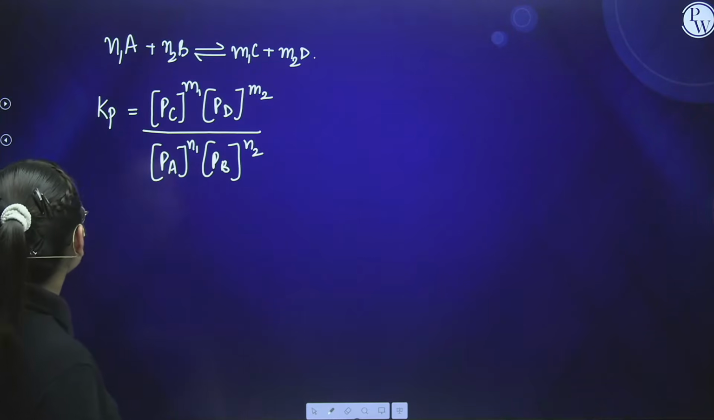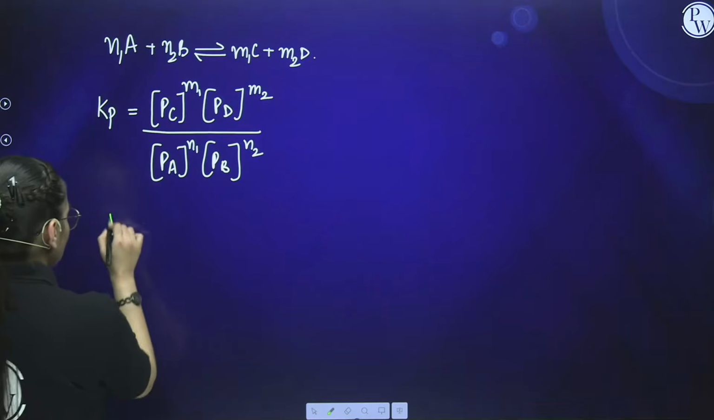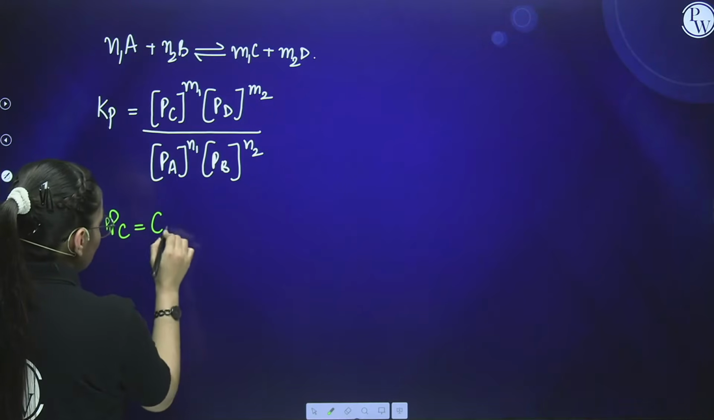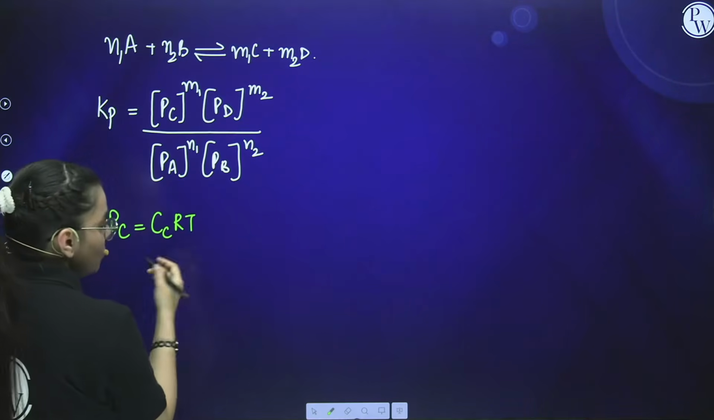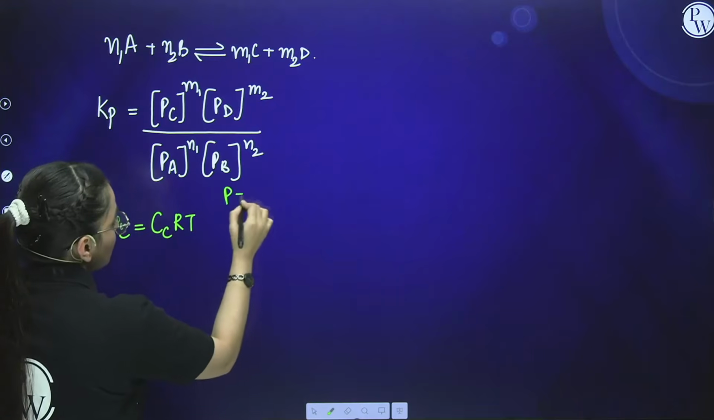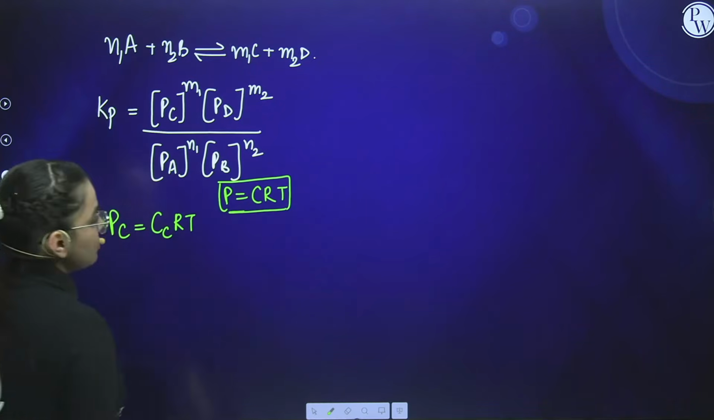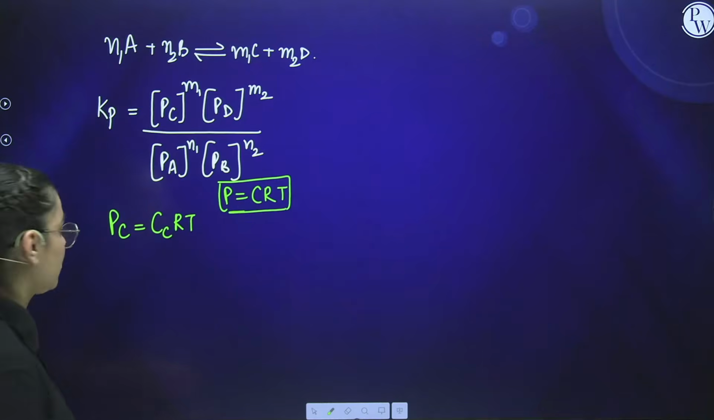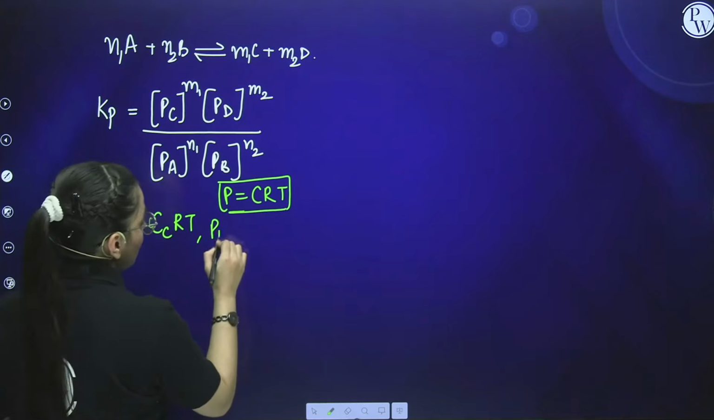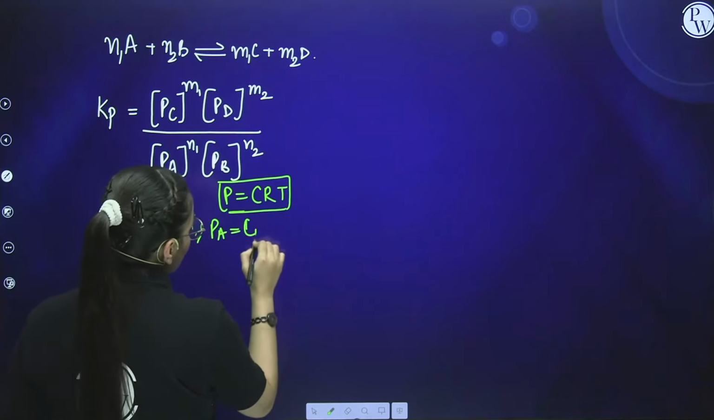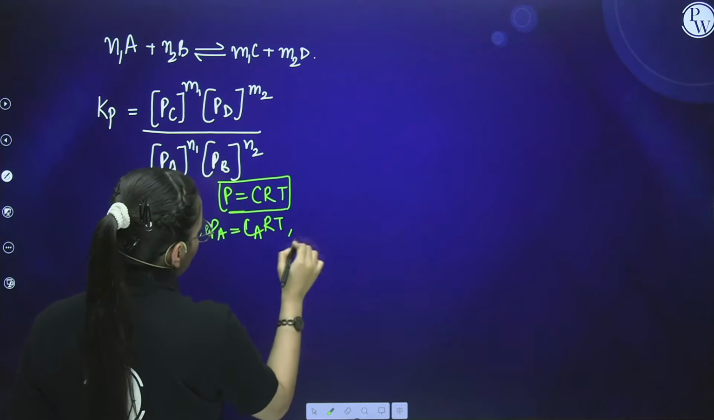Now we know that PC is equal to concentration of C into RT, right? Because we know that pressure is equal to CRT. We have just calculated it from the ideal gas equation. So we are just replacing, right? If I'm going to write PA, it is going to be concentration of A into R into T.